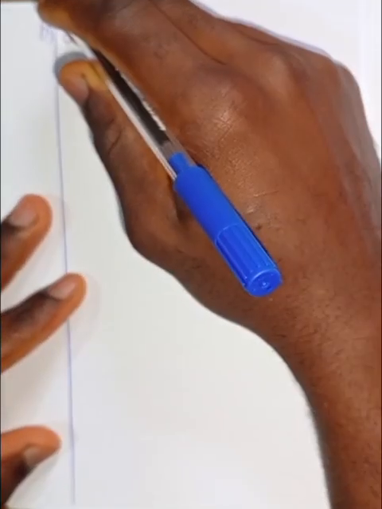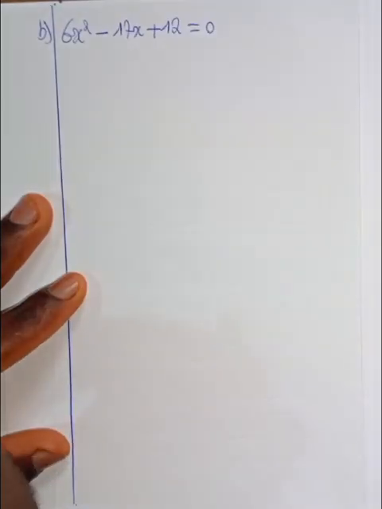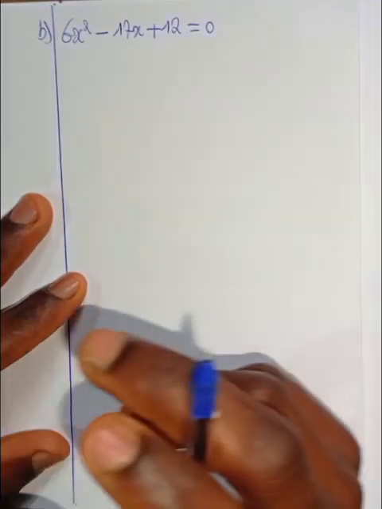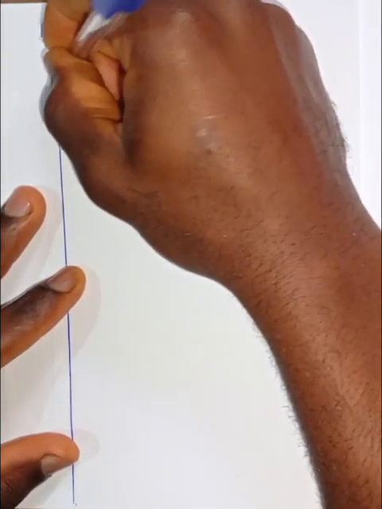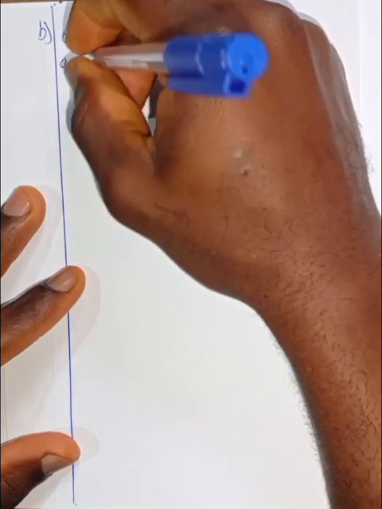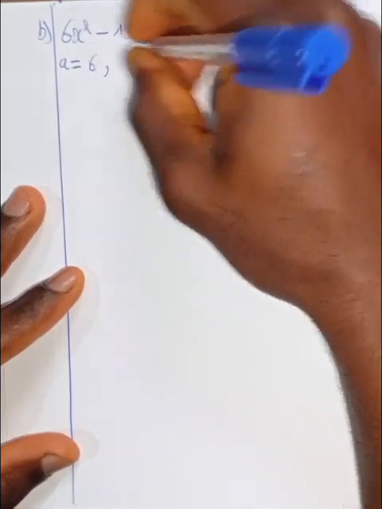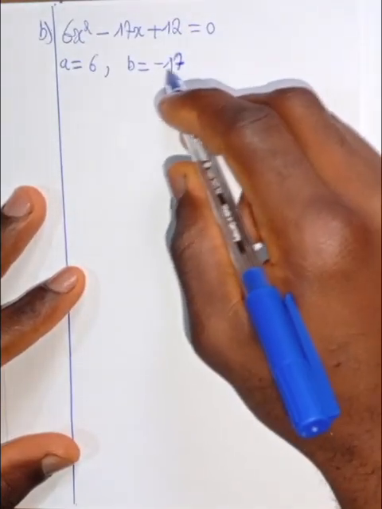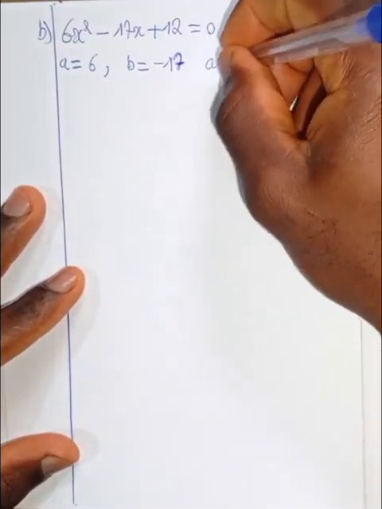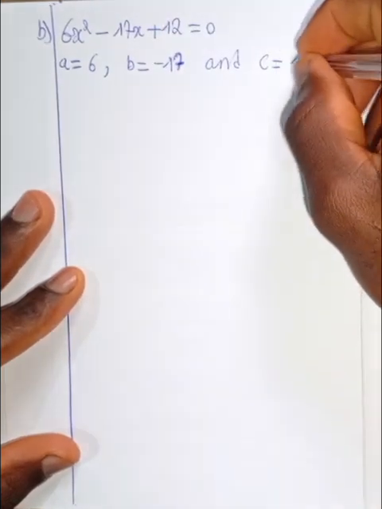If we compare 6x squared minus 17x plus 12 equal to 0 with the general form of the quadratic equation, ax squared plus bx plus c, we are going to obtain our a. a is simply the coefficient of x squared, which is 6, b is the coefficient of x, which is negative 17, and our c is the constant term, which is 12.